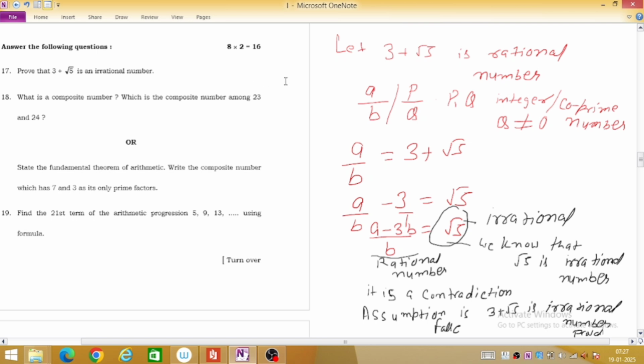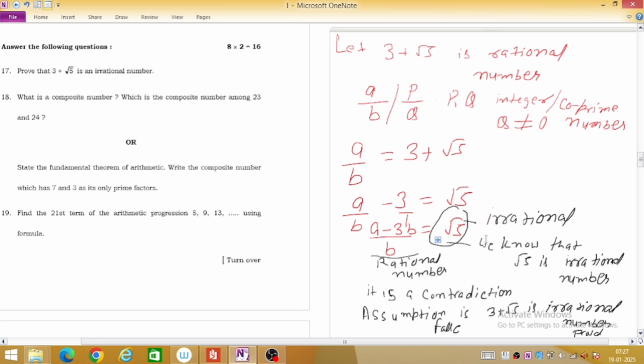Then here a by b, you let 3, on the left hand side comes a minus 3b by b equals root 5, the square root of 5. You know very well, we know that root 5 is an irrational number because it is a prime number. The square root of such numbers is an irrational number. What is an irrational number? An irrational number never comes in p by q form.